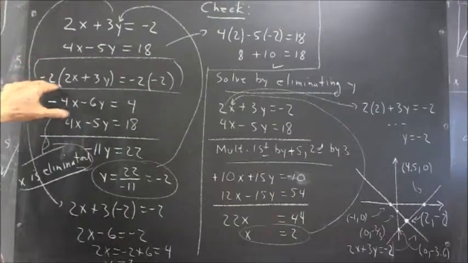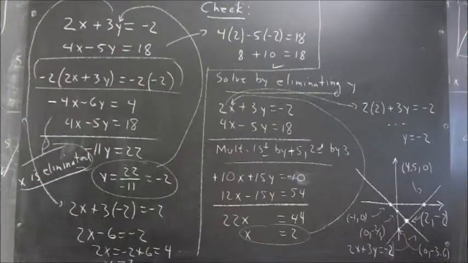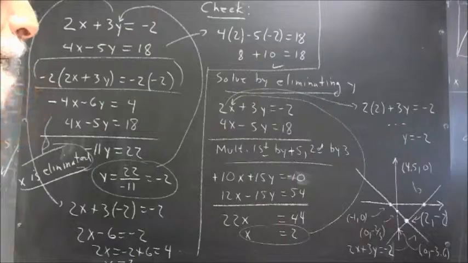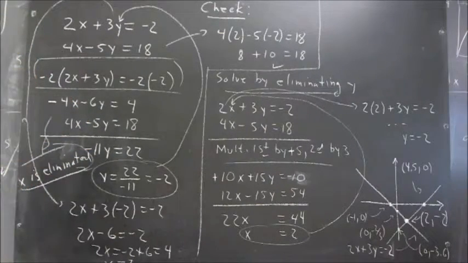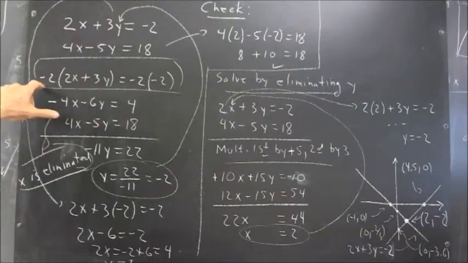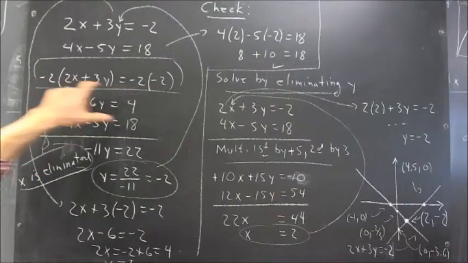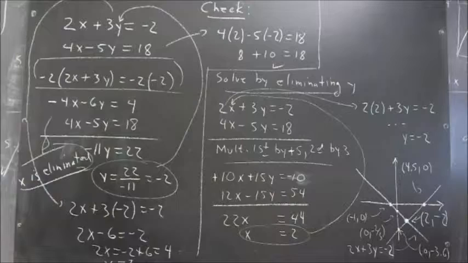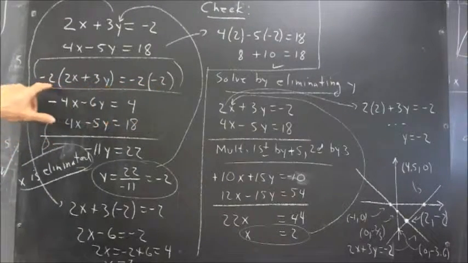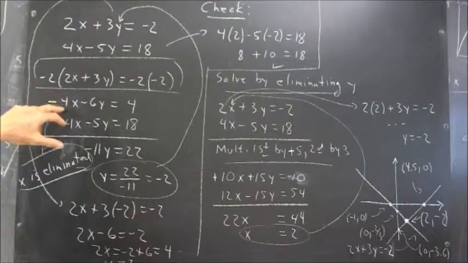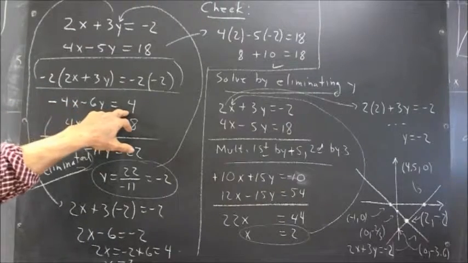Okay, well, when I say multiply the equation, I mean multiply the whole thing, multiply the entire equation by -2. We put a -2 in front of both sides of the equation, and we've done it. And of course, then we can simplify that by expanding using the distributive law. We get -4x minus 6y equals 4.